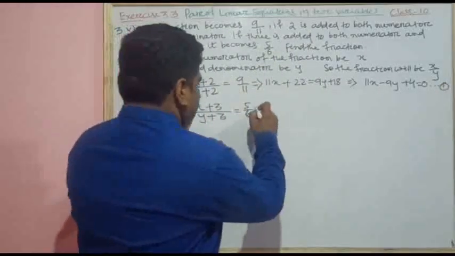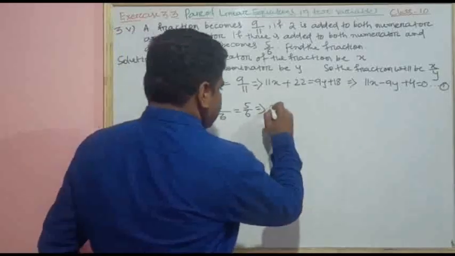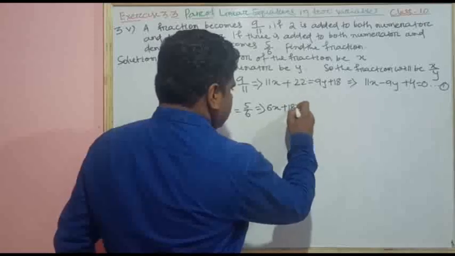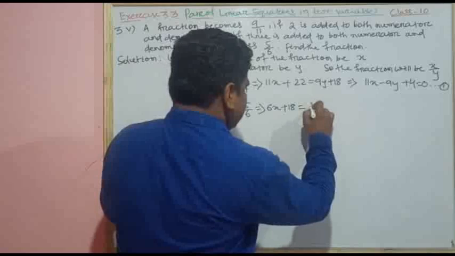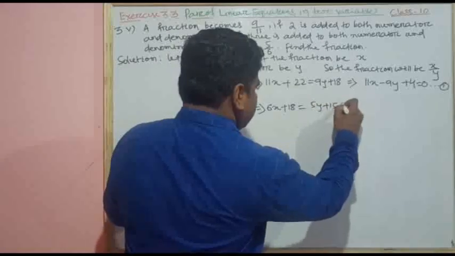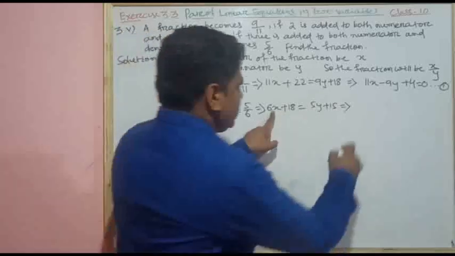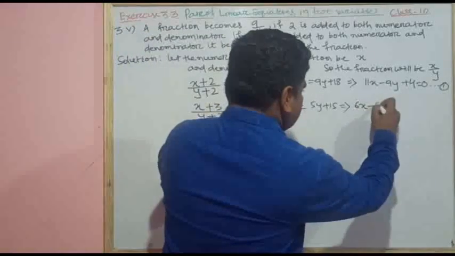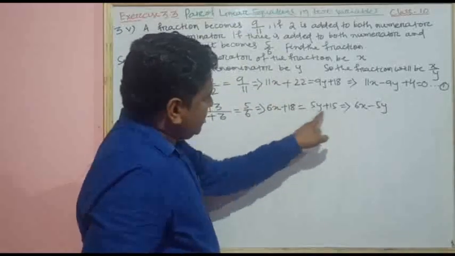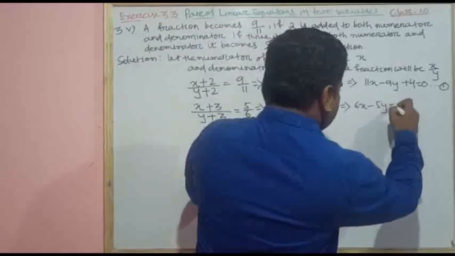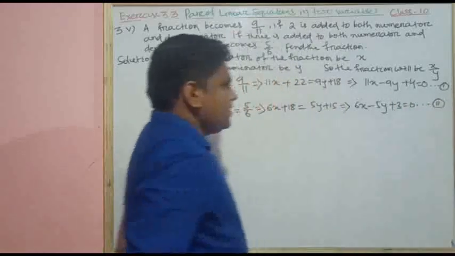Next is 6 into (x plus 3), it will be 6x plus 18, is equal to 5 into (y plus 3), it will be 5y plus 15. This implies that 6x minus 5y plus 18 minus 15, which is 3, plus 3 is equal to 0. Let it be equation 2.